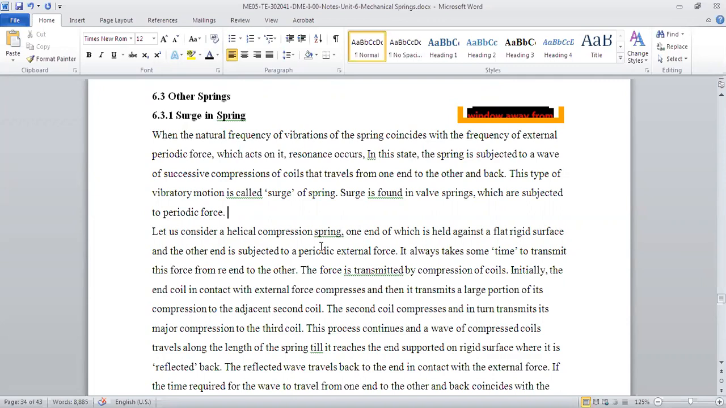Surge happens when the natural frequency of your spring matches the frequency with which it is operating. Okay. Now I said a few things, but let's revise what those things are. You are going to use springs to take the load, absorb the shock, or to have some kind of force applied, right?